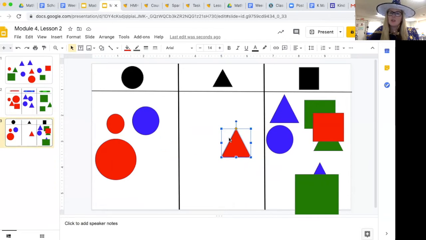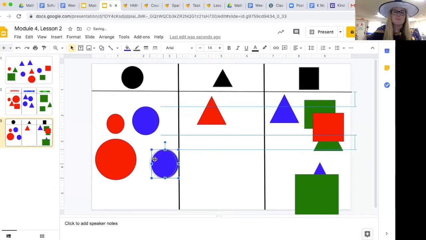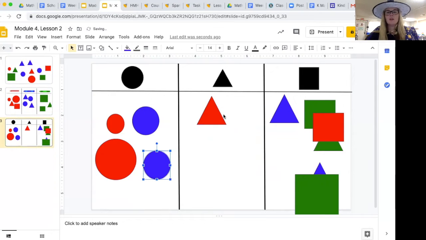It's in the triangle column. Is that where it should go? Yes. How about this? Is it a circle? Is it in the wrong column? Where should it go? That way. Yes. Okay. Triangle column.